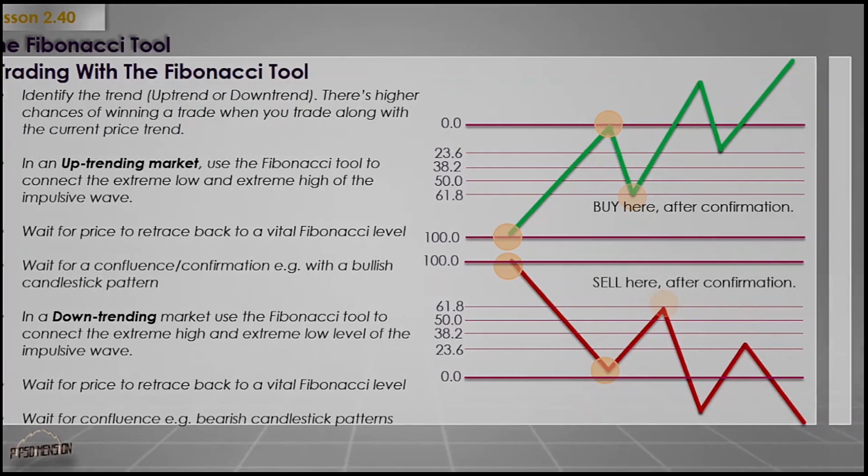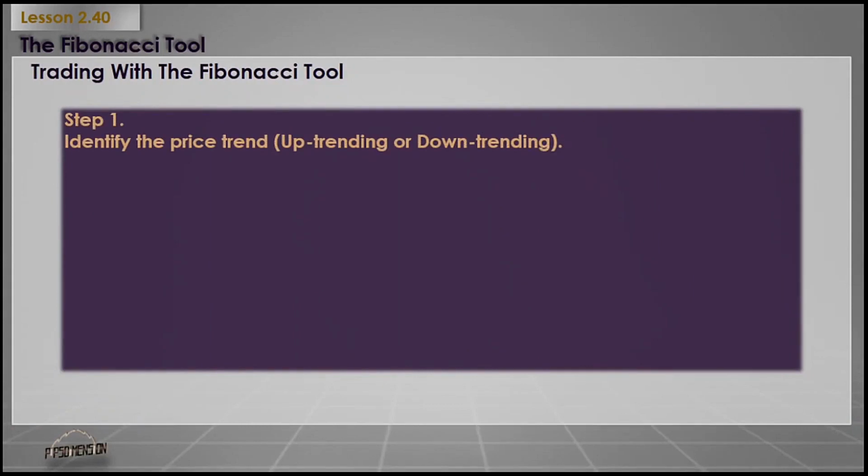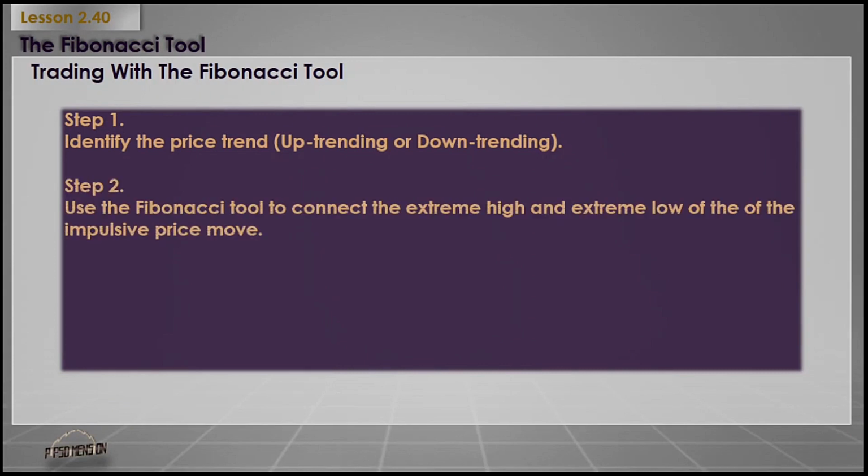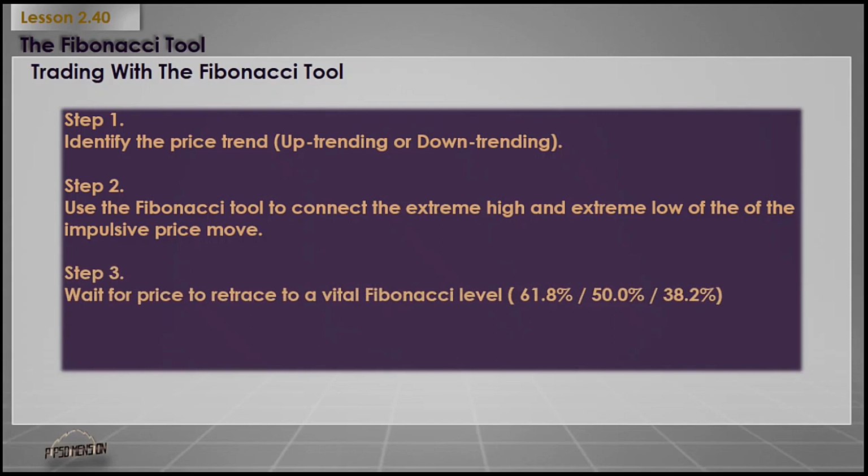In a nutshell, first of all, you need to identify the trend, okay? After that, you look out to identify the extreme high and the extreme low point and connect these points with the Fibonacci tool. Next is to wait for retracement back to the vital levels like the 61.8 level, the 50 level, or the 38.2 level. And the last step is to make sure that you find the confluence with a candlestick pattern, okay? So if it's in an uptrend, you look for a bullish candlestick pattern. And when it's in a downtrend, you look out for a bearish candlestick pattern as a confluence to enter a sell order. If you focus on these steps, it can be a profitable trading strategy for you.